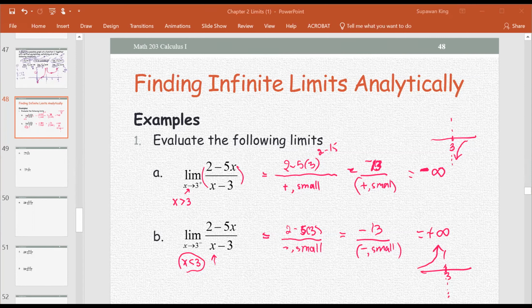So I'm going to put it in the calculator and show you. Or you can check with your calculator as well. Make sure you adjust the window to include x equals 3 in your window area. Okay, so 2 minus 5x divided by x minus 3. Then I will switch the screen and show you what's going on.